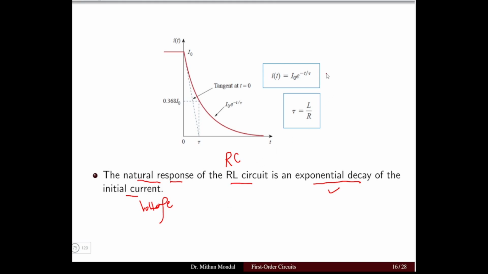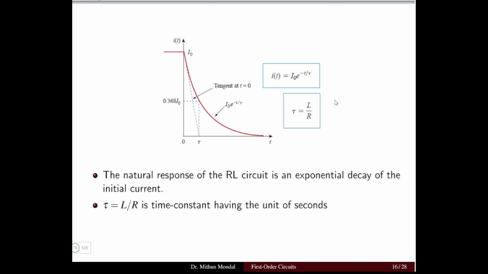So if we write the general form of the solution, I of t is equal to I naught e to the power minus t by tau, we can see that the time constant tau is equal to L by R. It means that the time constant in the equation is L by R. We have already defined the time constant in the previous lecture, where we said that the time constant is that time at which the current reaches 36.8% of the initial value, that is I naught. The unit is second, because it is on the time axis.